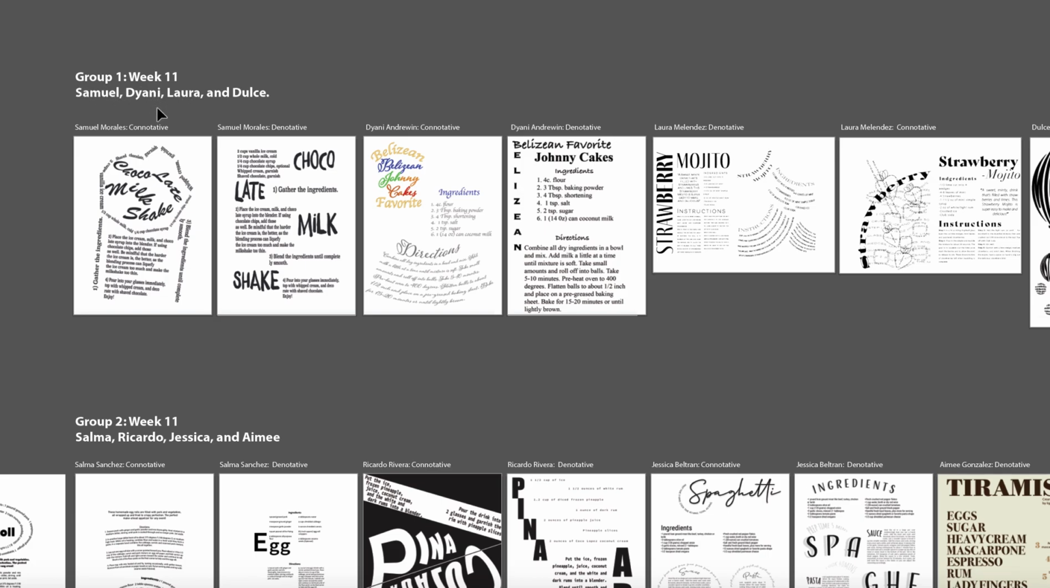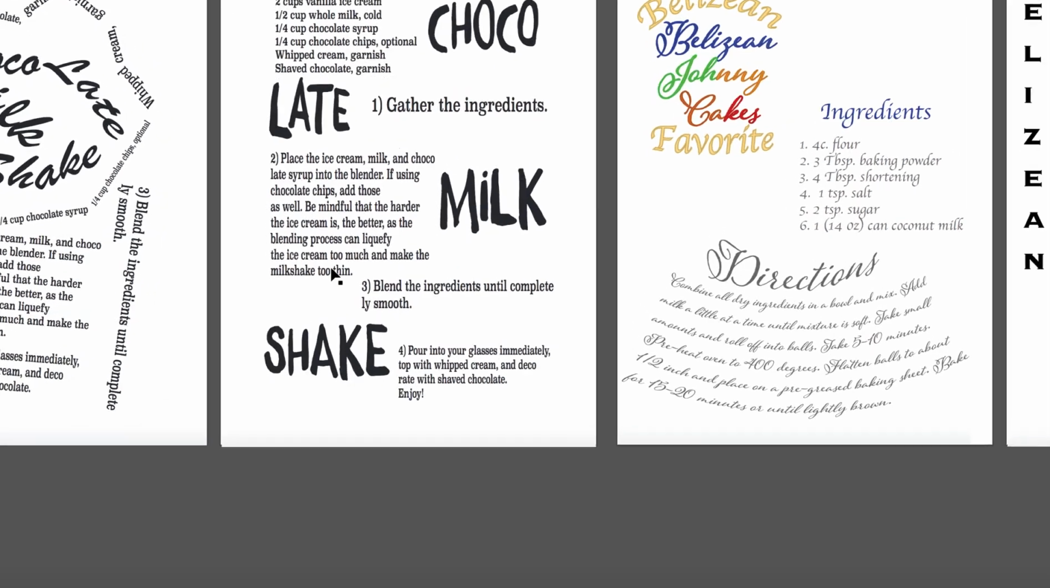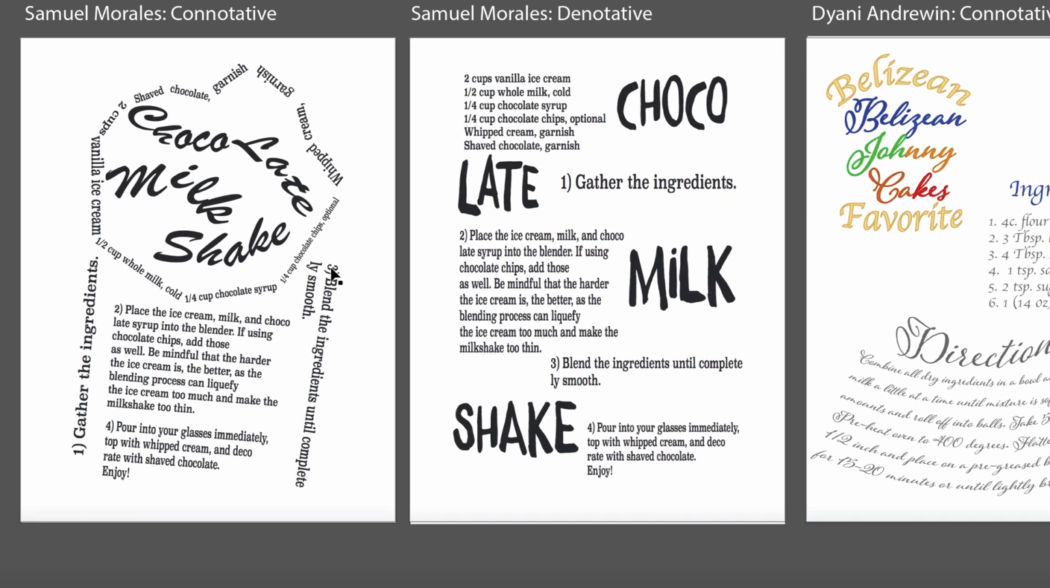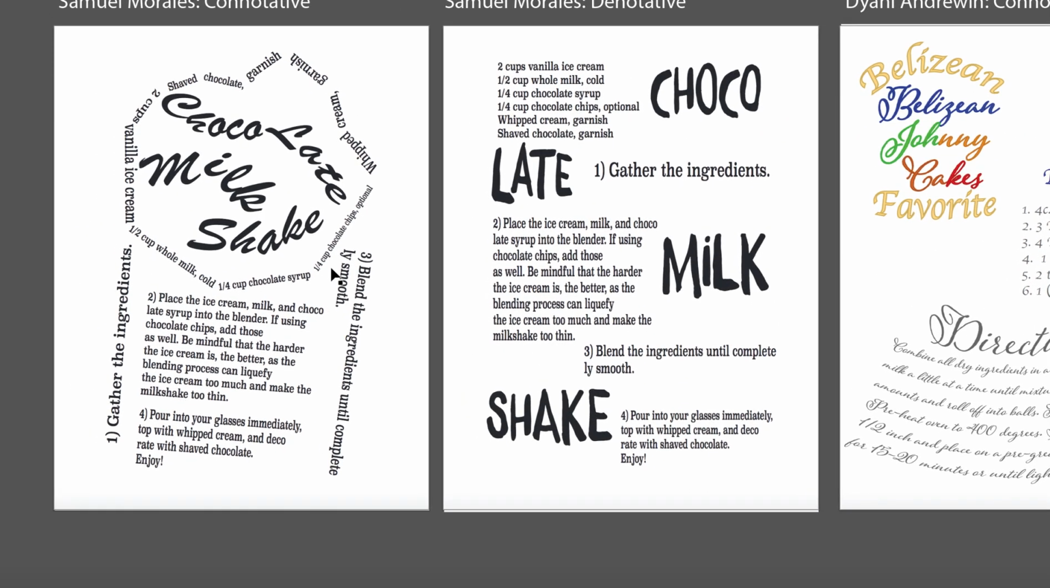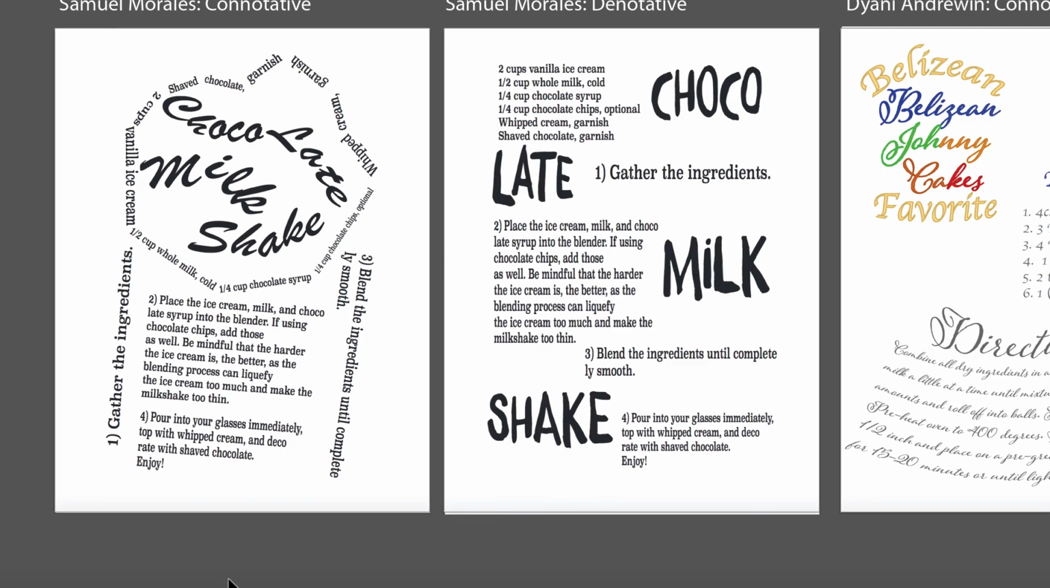So group one, we will have Samuel, Dyani, Laura, and Dulce, and then kind of go from there. All right. So I'm going to go ahead and provide some feedback for, first of all, Samuel. So Samuel, I think this is a good looking recipe so far in terms of the denotative and connotative versions. Just make sure in certain areas here that you are actually putting things upright so it's not upside down.